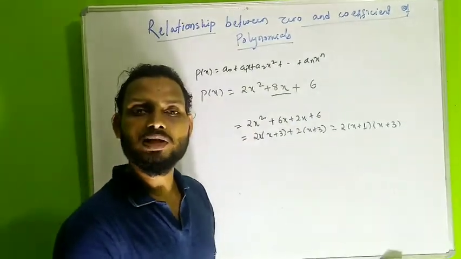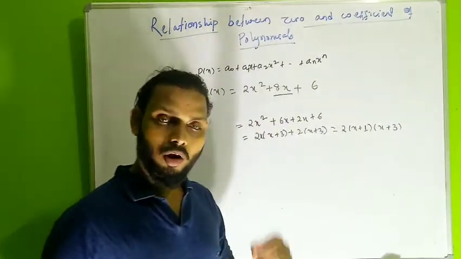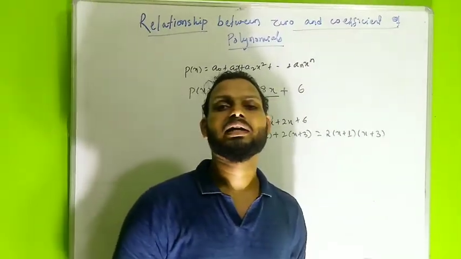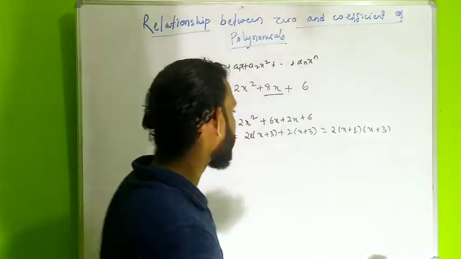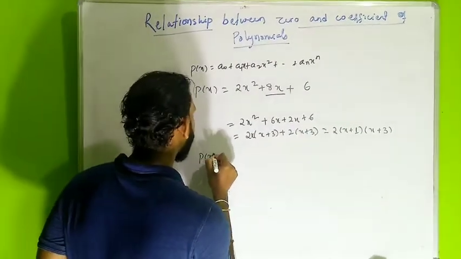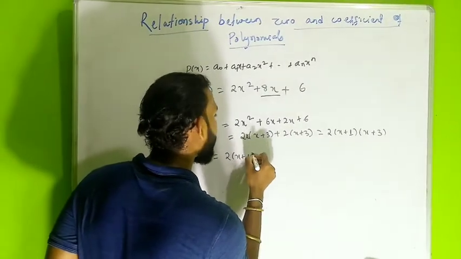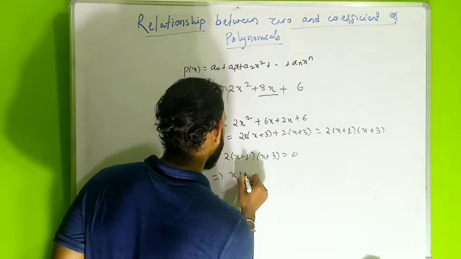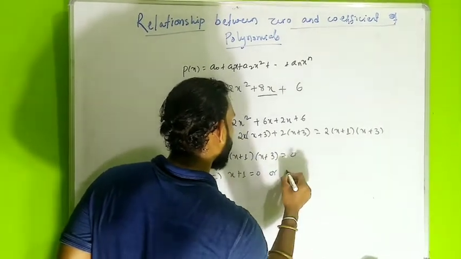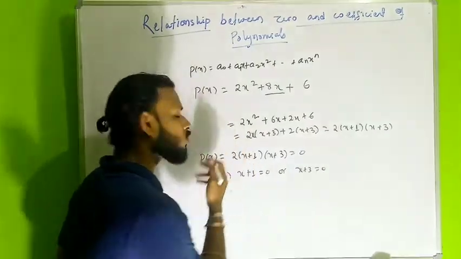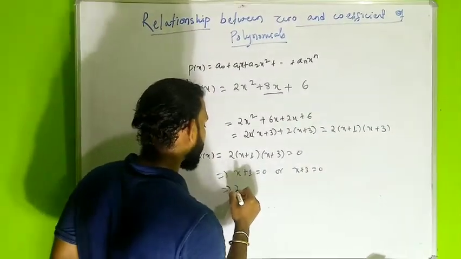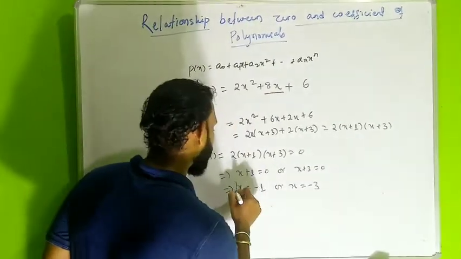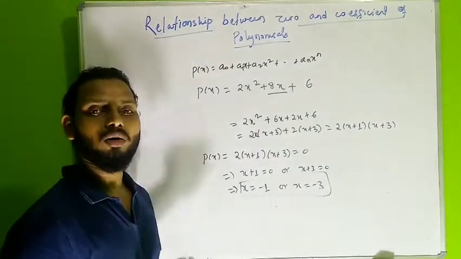Then what is the zero of this polynomial? The zero of the polynomial is that value such that when I substitute it in place of x, I get the result 0. So here p of x equals 2 whole into x plus 1, x plus 3 equals 0, which implies x plus 1 equals 0 or x plus 3 equals 0, because 2 can never be 0. So x equals minus 1 or x equals minus 3. These are the zeros of this quadratic polynomial.